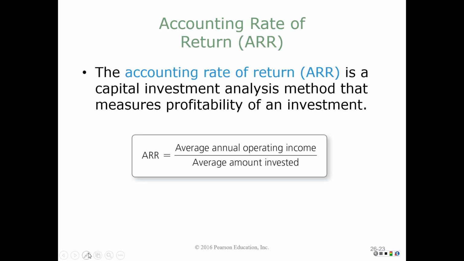And so our calculation here is simply, what is our average annual operating income? And so not cash flows, but operating income. And then we're going to look at the average amount that we have invested. So we need to understand how to calculate these two averages.